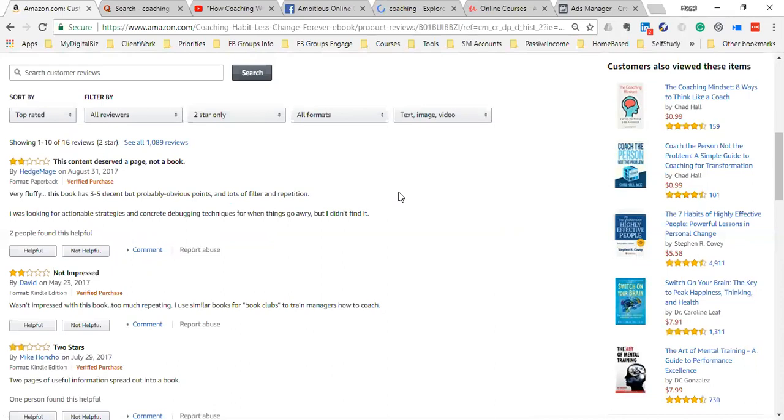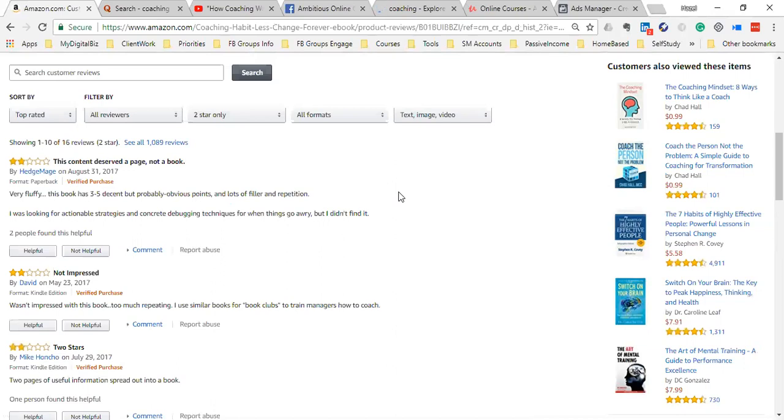2 pages of useful information spread out into a book. Okay. All right. So that's, again, another. So it looks like it's actually similar or relevant, related to the other feedback, which is fluff and not so much information, right? Okay. So those types of insights will give you ideas or feedback as to how you'd like to shape the content of your course. So it's very important that you focus on the negative ones.